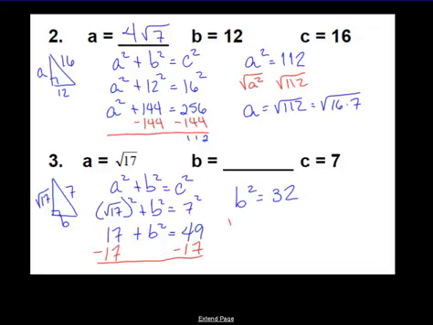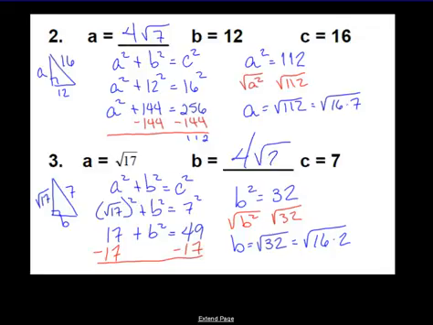Now take the square root of both sides, so the square root of B squared, and the square root of 32. B is equal to the square root of 32. Well, 32 can be rewritten as 16 times 2. Again, the square root of 16 is still 4, and my 2 is staying inside.